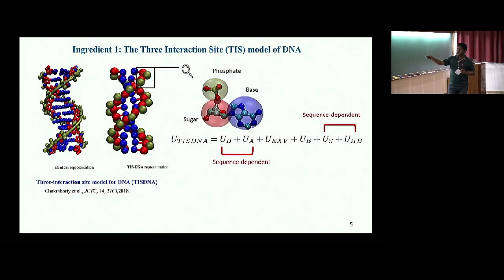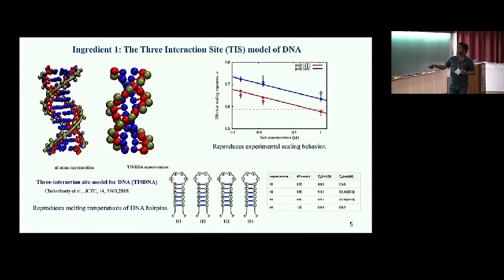I will not go into how we calibrated these interactions, but if you're interested, you can see this reference. But what we showed is that it does a very good job for both single-stranded DNA and double-stranded DNA. We were able to reproduce the effective scaling exponents for single-stranded DNA for poly-dA and poly-dT. As you see, the ones from experiments are shown in open symbols, and the ones we estimate are shown in these circles. Similarly, we were also able to reproduce the melting temperature for different hairpin sequences. The comparisons are shown here in this table.